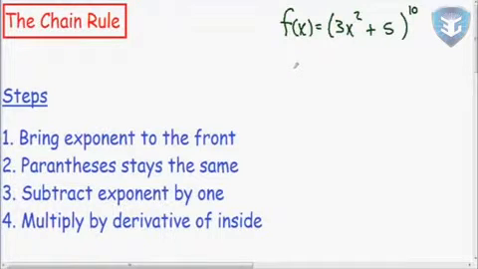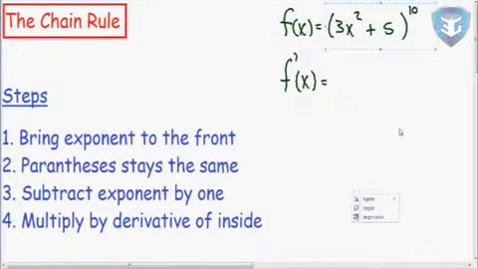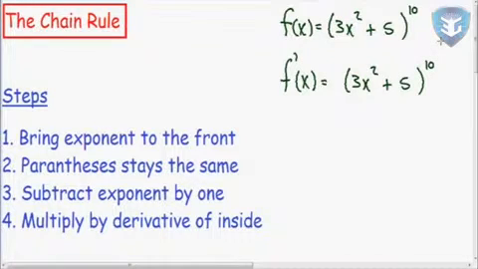If we have the function f of x is equal to 3x squared plus 5 to the 10th power, the derivative, and before I take the derivative, I'm just going to copy and paste to save a little bit of time. So I wrote for you all the steps for taking the derivative on the left-hand side. And the first step for taking a derivative using the chain rule is we want to bring the exponent to the front. It's the same as the power rule.